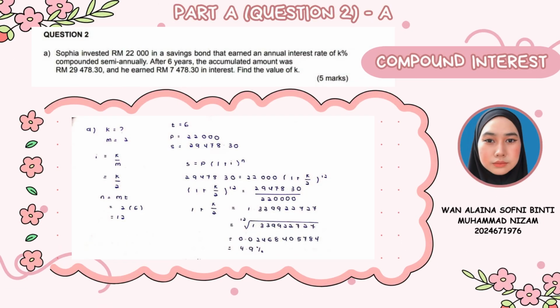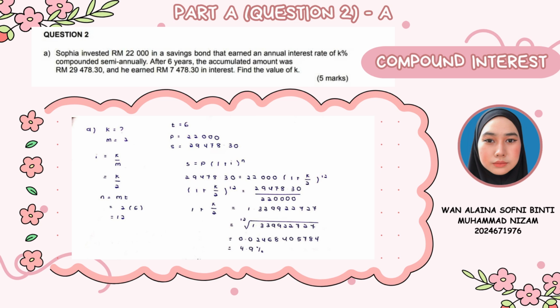Sophia invested RM22,000 in a saving bond that earned an annual interest rate of K% compounded semi-annually. After 6 years, the accumulated amount was RM29,478.30 and she earned RM7,478.30 in interest. Find the value of K.